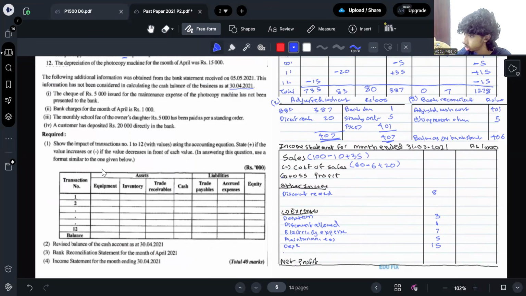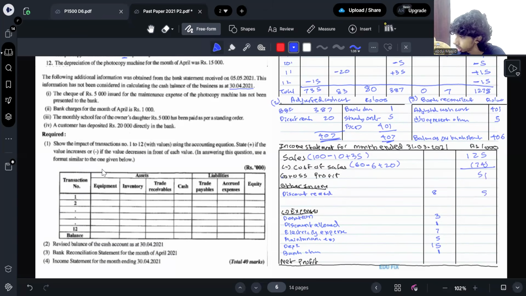Bank charge for the month, that's the expense. Bank charge 1,000. Monthly school fees of owner's daughter, that's a drawing. You don't record here. Customer has deposited 20,000. That's a receipt from a customer. That's not an income or expense. Total sales is then 100 minus 10 plus 35, 125. Cost of sales 60 minus 6 plus 20, 74. So then gross profit will be 125 minus 74, 51.